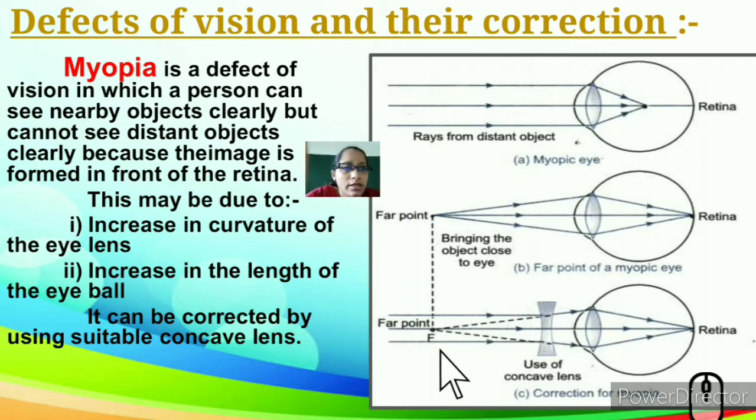Here we can see how the correction is done. A concave lens is used here, where the far point image is rectified. It passes through the concave lens, converges again and reaches the retina. This is how the myopic defect can be corrected.